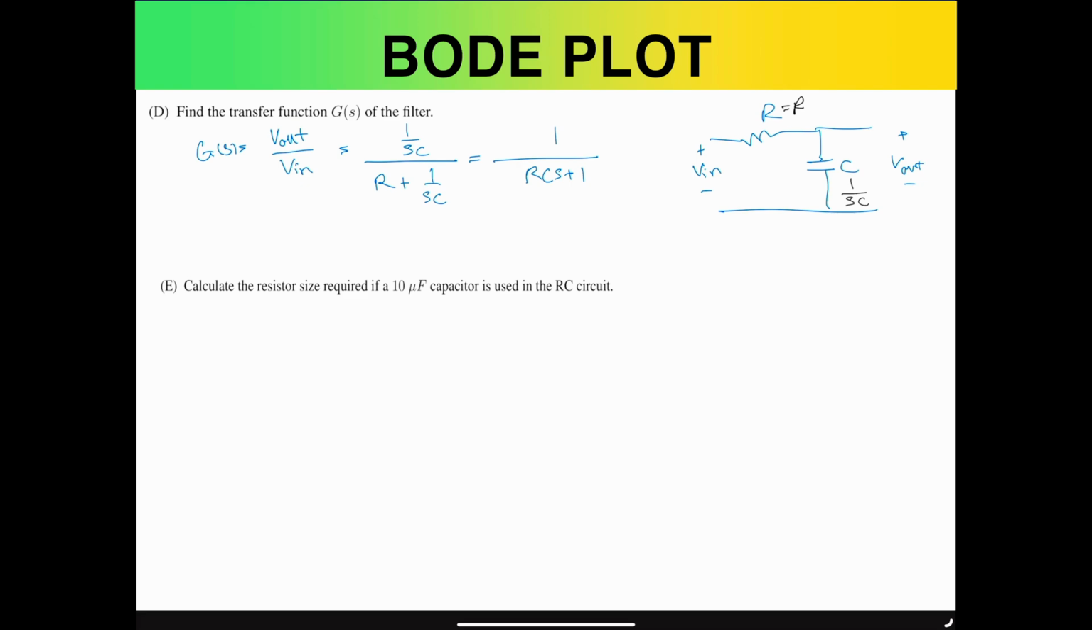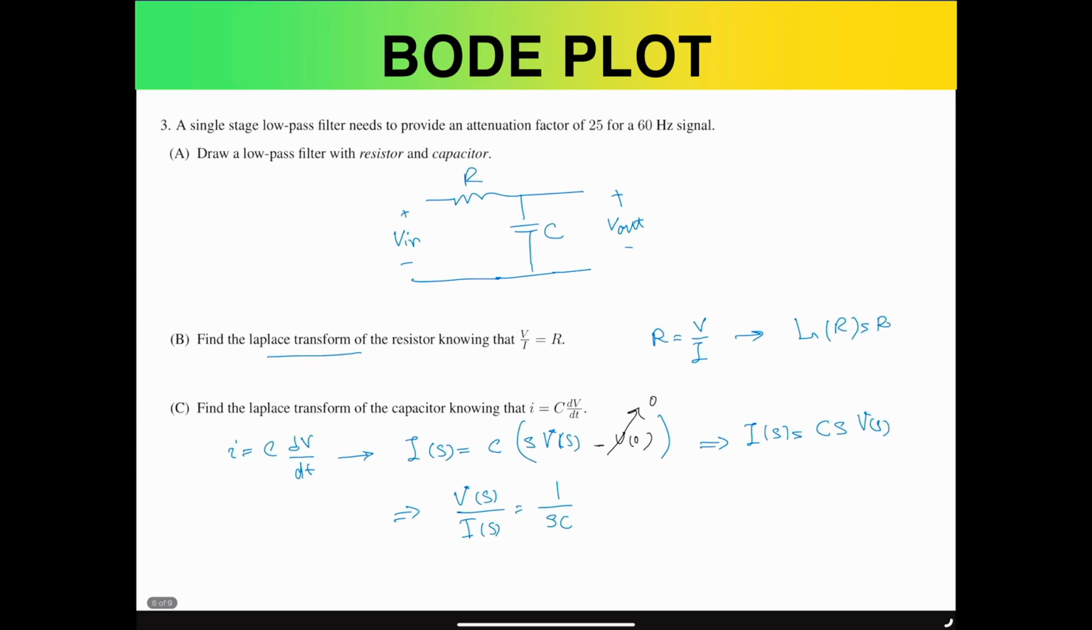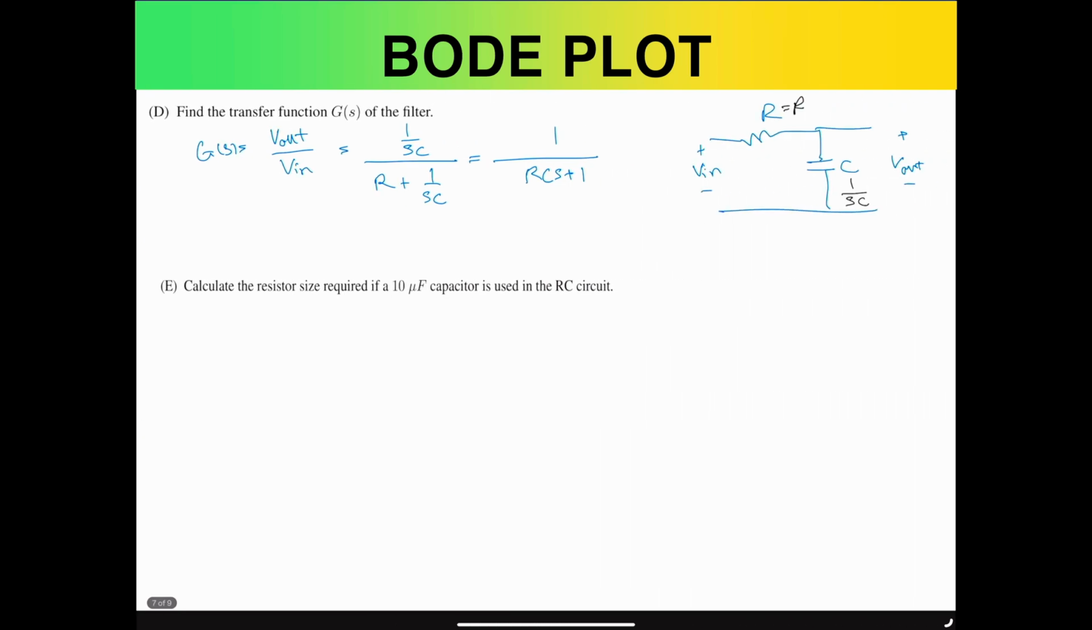Now, the next question is an interesting one indeed. It's asking, calculate the resistor size required if a 10 microfarad capacitor is used in the RC circuit. So we need to actually go back to the question itself again, where it said that the attenuation factor given in this question is 25 at a frequency of 60 hertz. So we'll make use of them here as well. The attenuation factor is going to be 25, and the frequency is going to be 60 hertz.